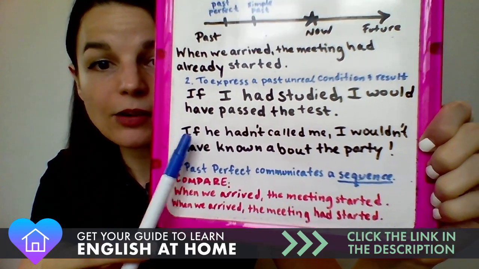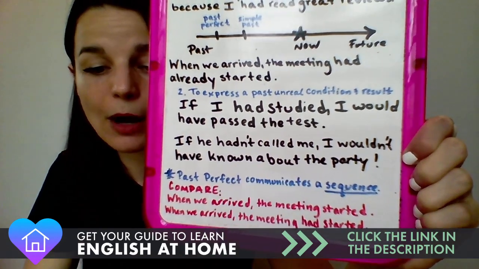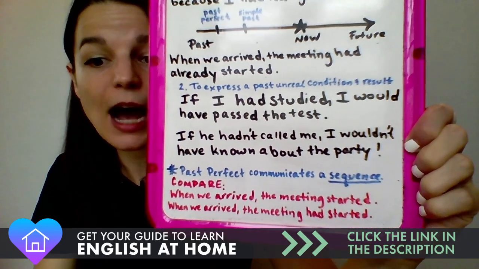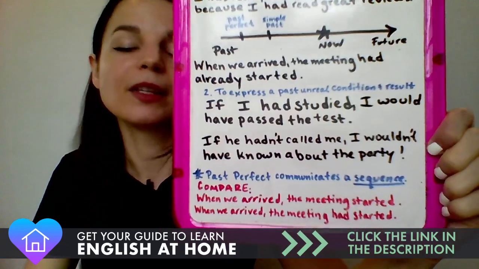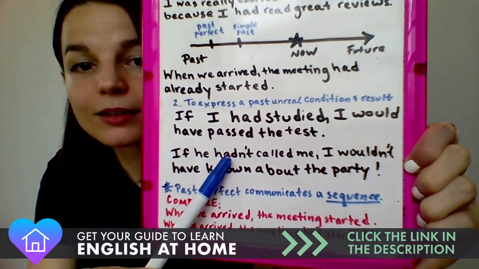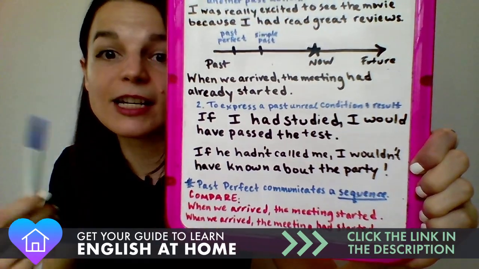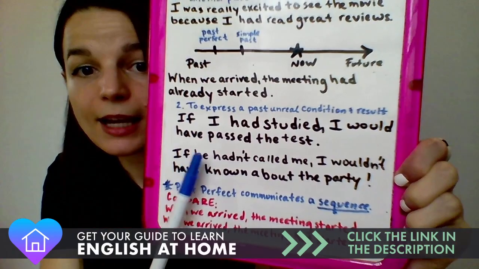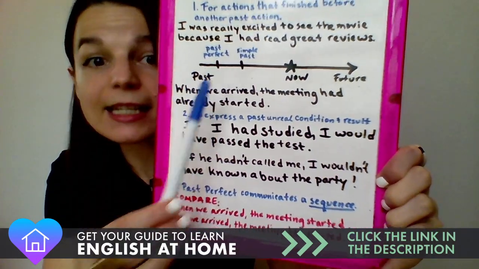This one. If he hadn't called me, I wouldn't have known about the party. So here we have a negative. So this is an example of a negative use of past perfect. If he had not, so this hadn't means had not. This means he did call me.